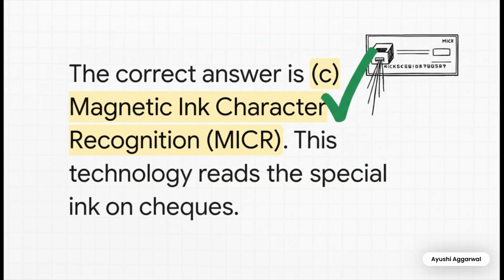And the correct answer is option C, MICR. Remember, checks have those special characters written in magnetic ink, and MICR technology is what's used to read them. Definitely lock that one in your memory.